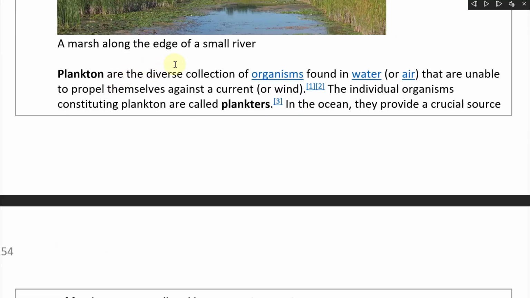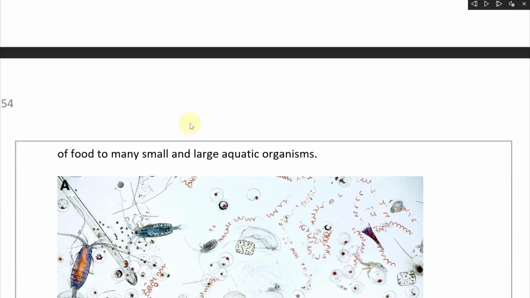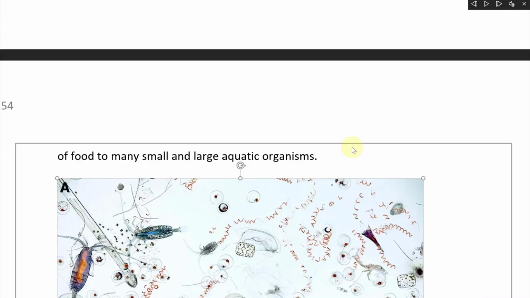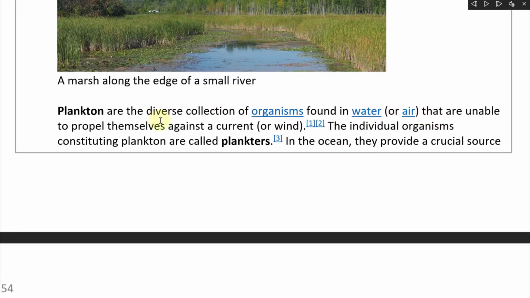Plankton are the diverse collection of organisms found in water or air that are unable to propel themselves against a current or wind. The individual organisms constituting plankton are called plankters. In the ocean, they provide a crucial source of food to many small and large aquatic organisms. So plankton is a bunch of diverse organisms found in water or air that are unable to propel themselves.